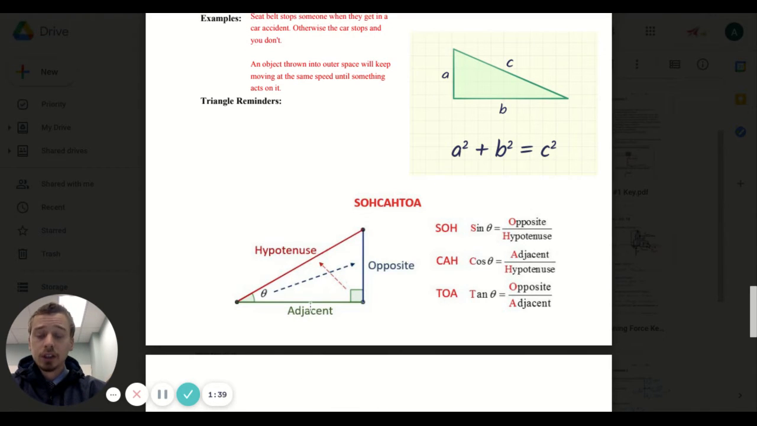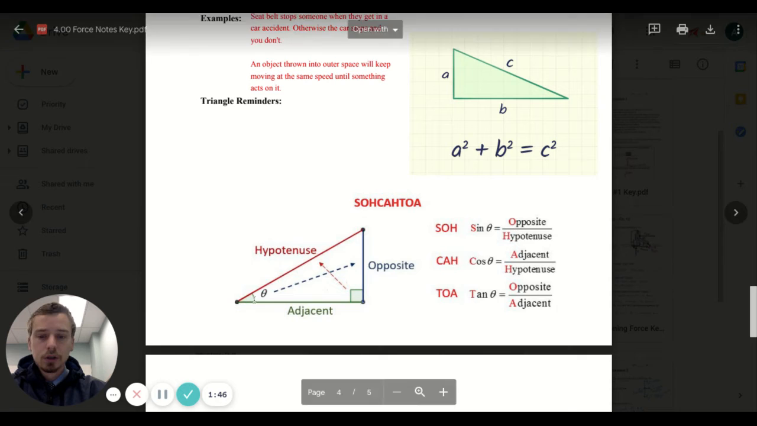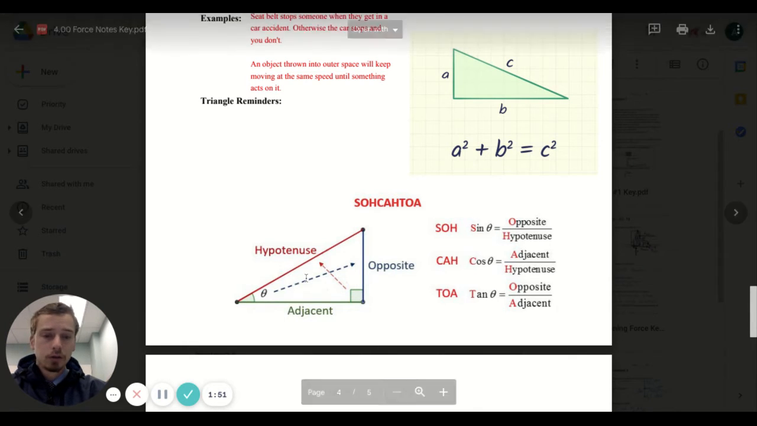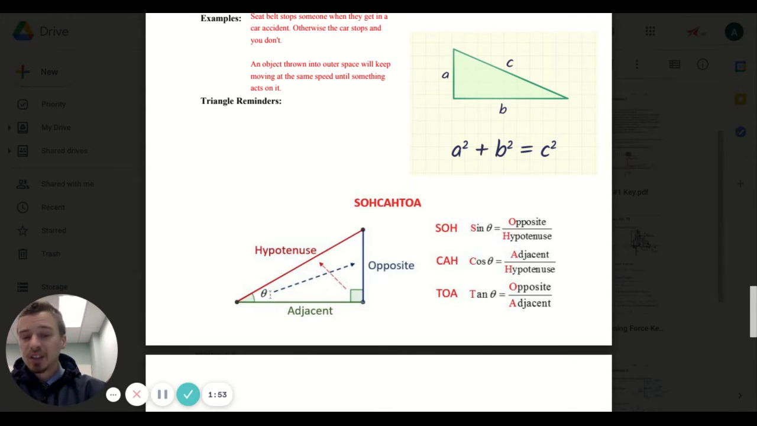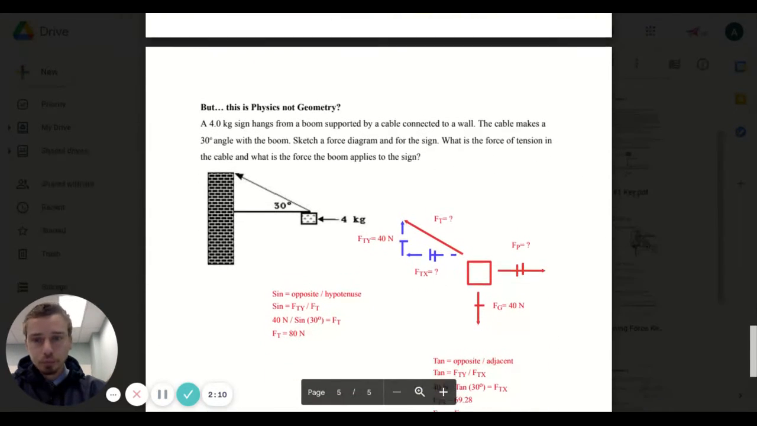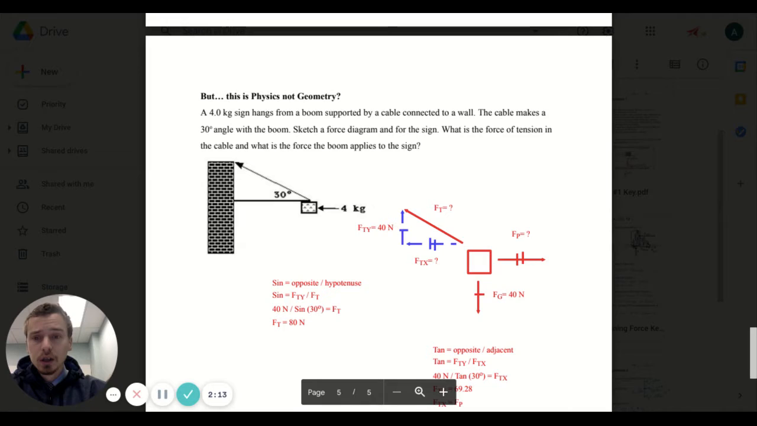If I'm looking for the adjacent side and I already have the hypotenuse, then I could use cosine: the cosine of that angle would be equal to the adjacent over the hypotenuse. We can also use tangent, which we would use if we hypothetically have the opposite but we don't have the hypotenuse. We could do tangent to say, okay, the opposite is this, what is the adjacent?